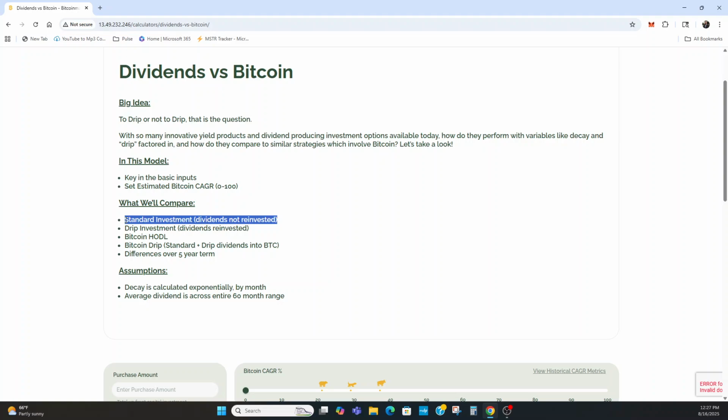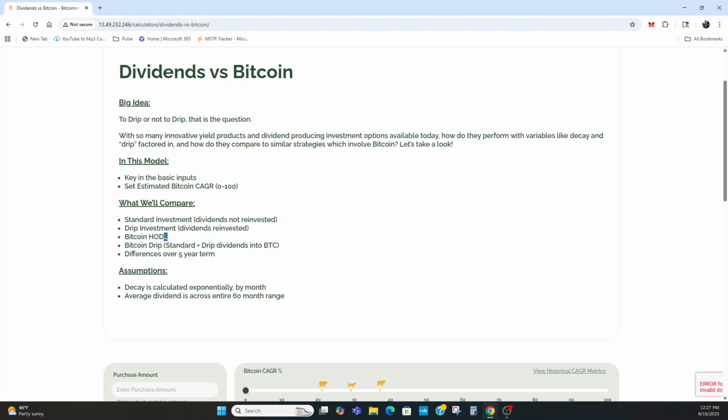Scenario 2, very popular, is this idea of a drip investment, right? We're going to take those dividends that we're earning each month or each year, whatever it might be, we're going to reinvest those into more of the underlying asset. So if we use MSTY as the example, we would basically take our dividends every month and we would use those to acquire more MSTY.